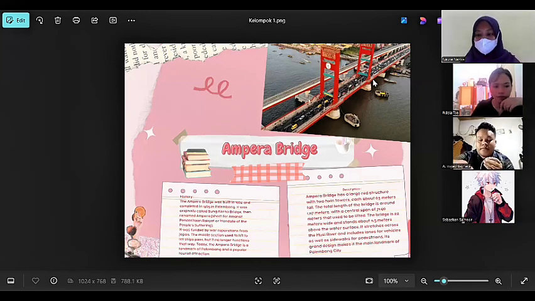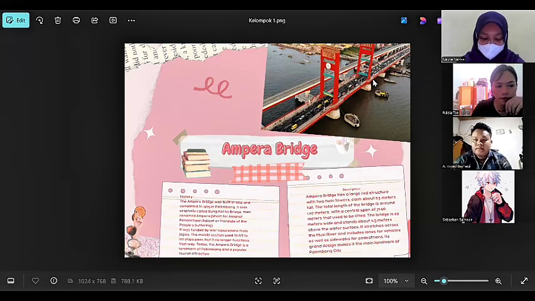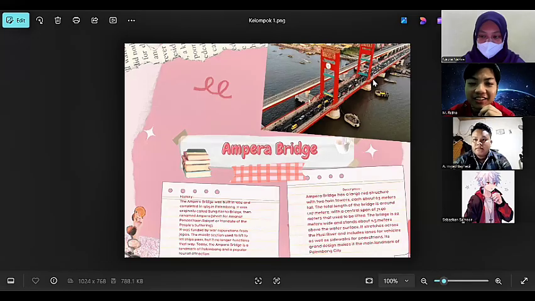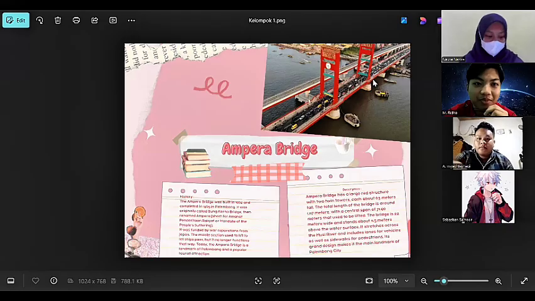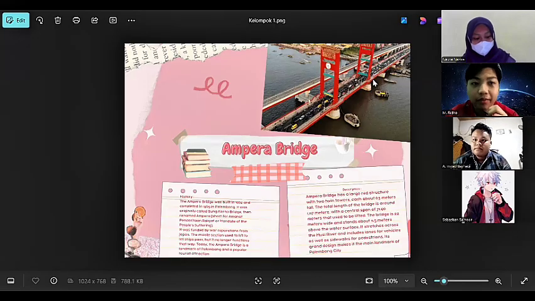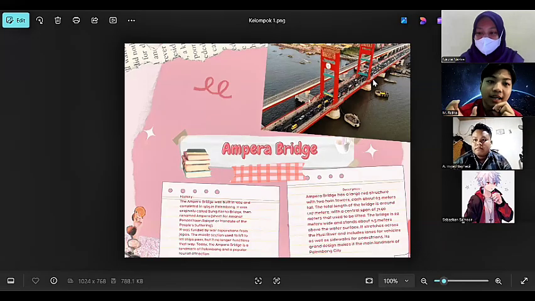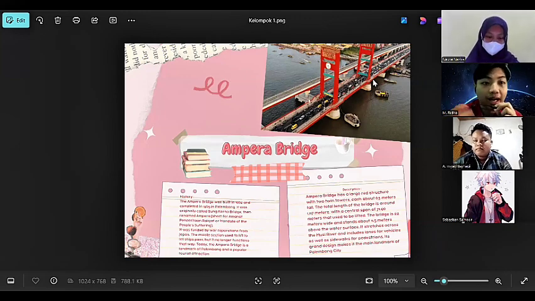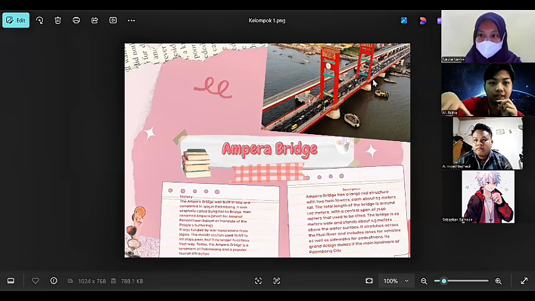Okay. Thank you so much, Irsyad, for the question. Can I answer directly? Yes, you can. Ampera Bridge, back then, had a part in the middle that could open so every boat or ship could go through the Ampera. However, Ampera Bridge itself is located in the most populated place.